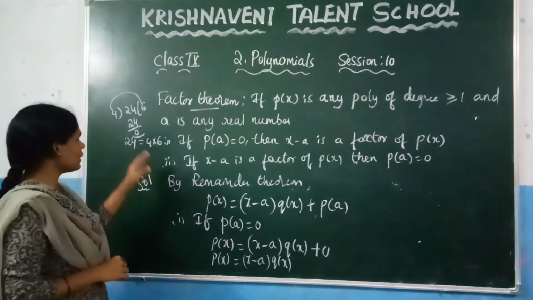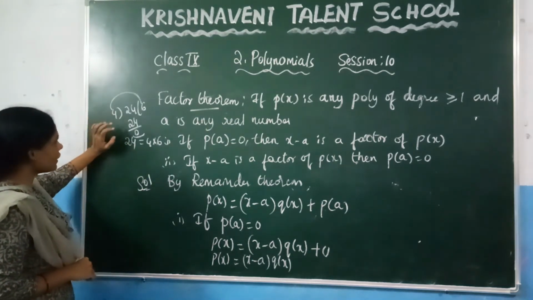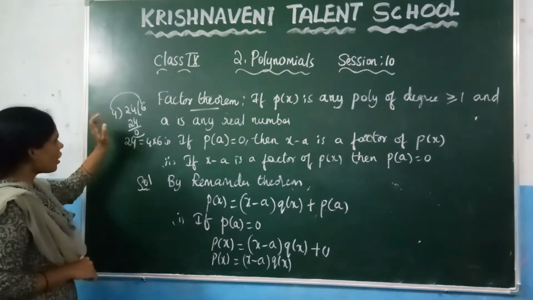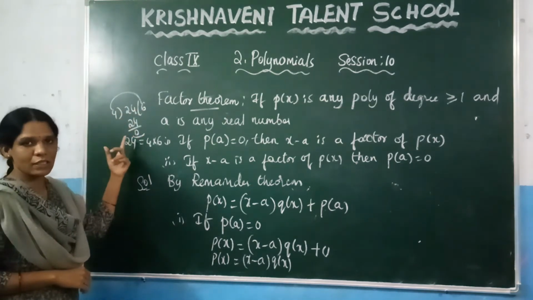Similarly here, what can we say? We can say that 4 is a factor of 24, or you can say that 6 is a factor of 24. Anything is possible.